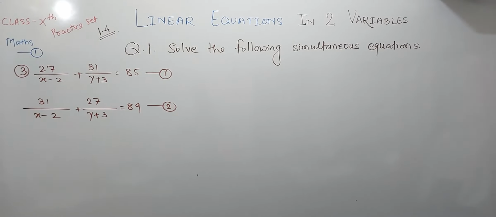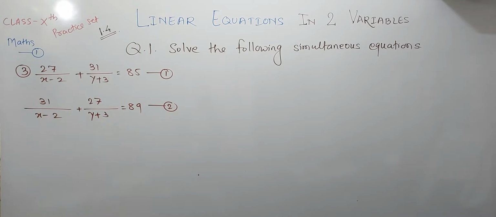27 upon x minus 2 plus 31 upon y plus 3 is equal to 85. This is equation number 1. And 31 upon x minus 2 plus 27 upon y plus 3 is equal to 89. This is equation number 2.